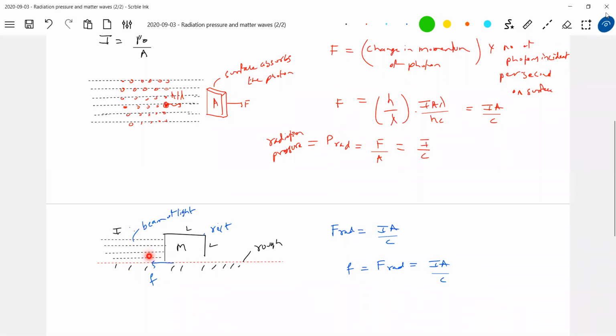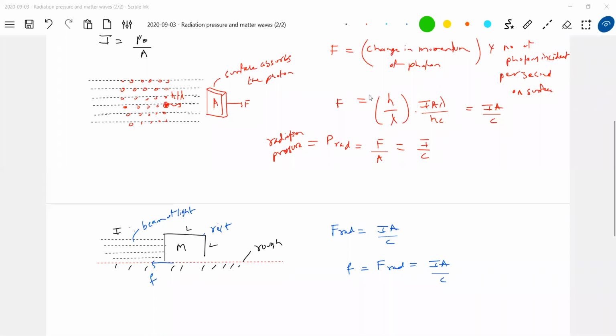So we are assuming that it will absorb. Look at c. What is c? 3 into 10 to the power of 8, so 10 to the power of minus 8 will come. Now, what is the intensity of the beam? 1 watt, 2 watt per meter square, 3 watt, 10 watt, 100 watt? That's all. We have a 100 watt bulb in our home, and the intensity of the beam from that will be very small.